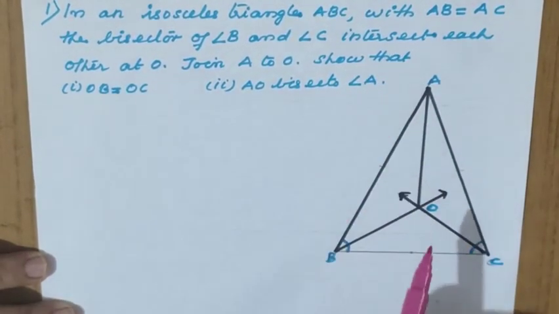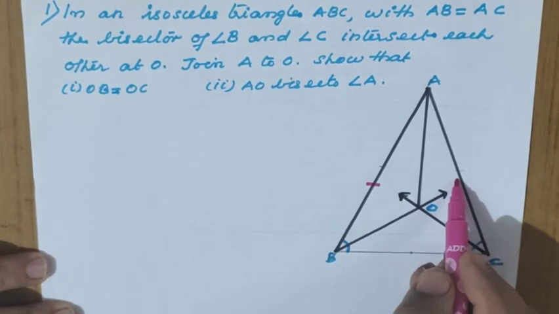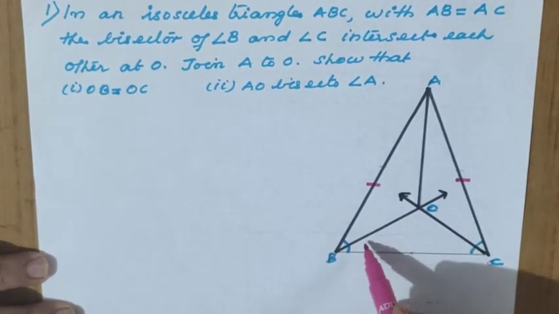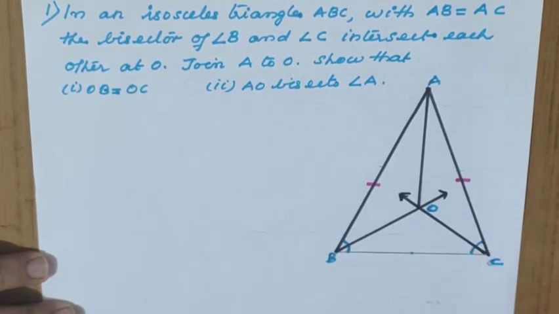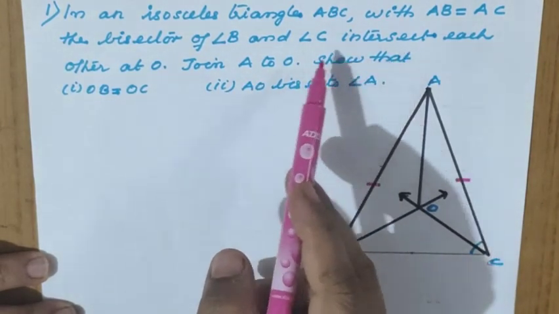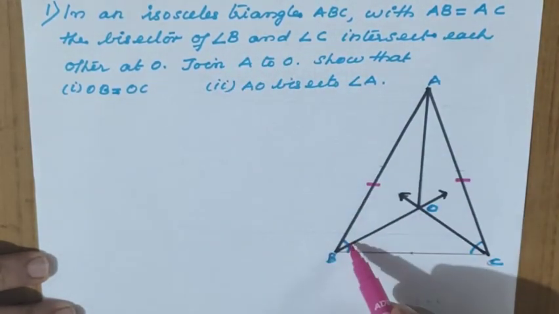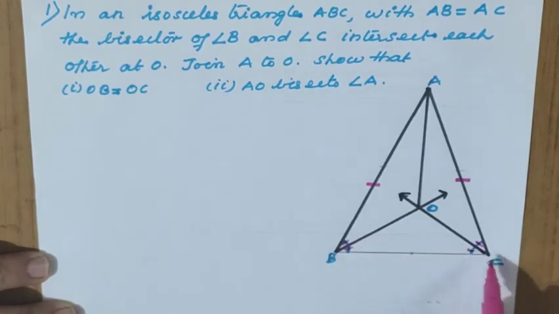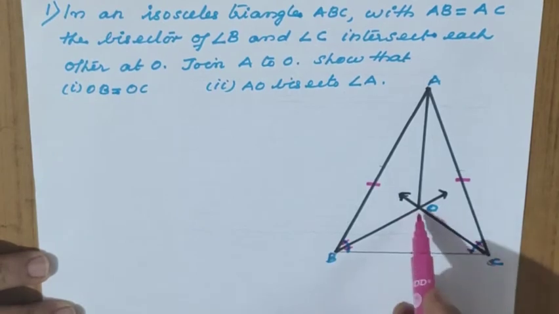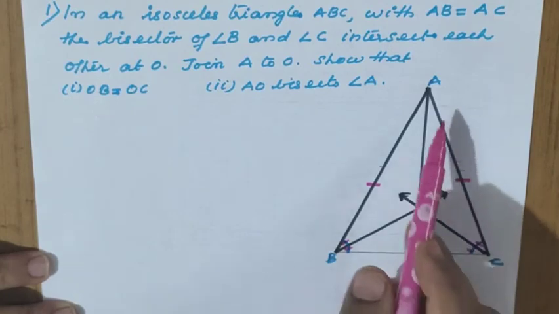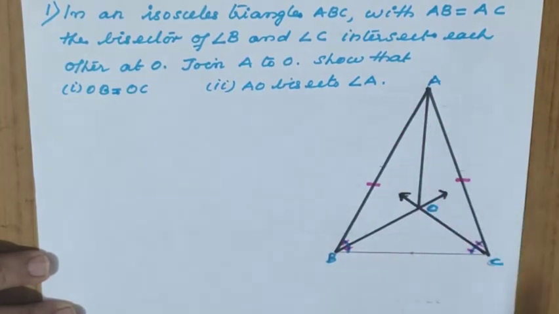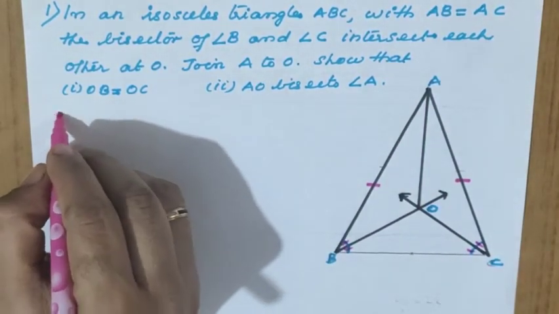In an isosceles triangle with AB equal to AC, the bisectors of angle B and C intersect each other. If AB equal to AC, we can write angle B equal to angle C, because base angles are equal. Now what we have to prove? This is the bisector of angle B, that means angle B is equally divided. Here also angle C is equally divided, meeting at O. Now we have to show that OB equal to OC and also AO bisects angle A. Now let us see this one given.